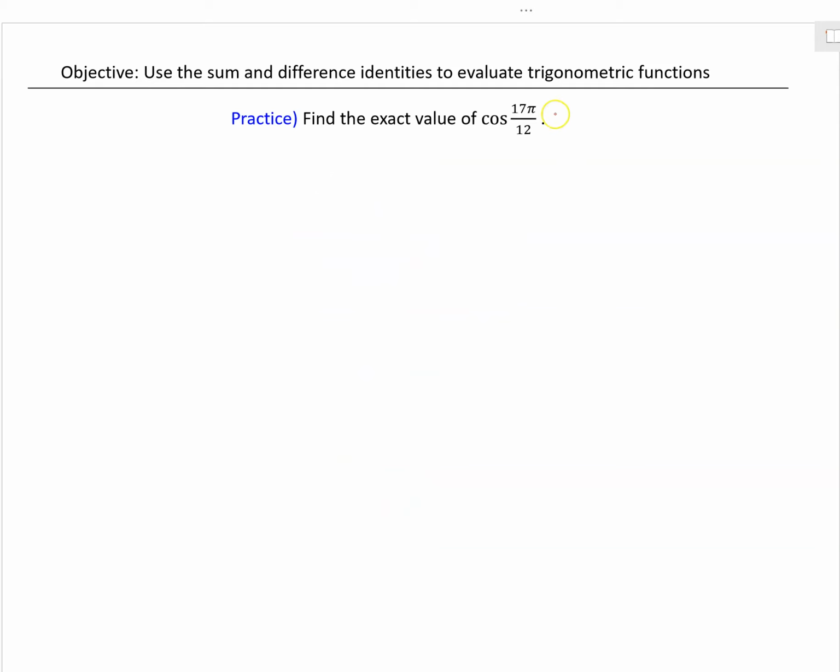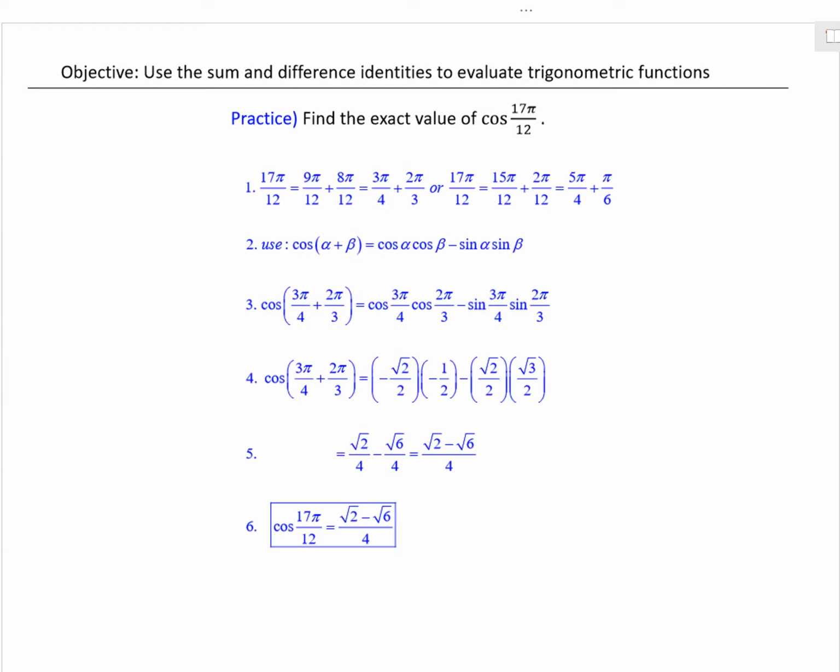Pause your video here. We're going to find the cosine of 17 pi 12ths. All right, let's take a look. So here, you may or may not have used these particular angles. Here's our 9 pi 12ths plus 8 pi 12ths. Which gives us our 3 pi fourths and our 2 pi thirds. Here's another option, 15 pi 12ths plus 2 pi 12ths, which gives us 5 pi fourths and pi 6. So as you can see, there are, in some cases at least, more than one option.